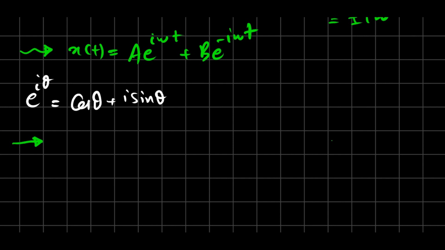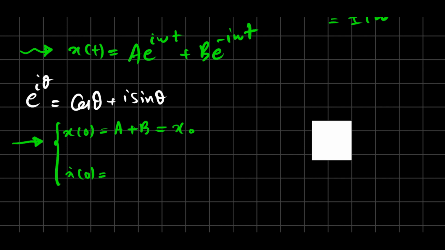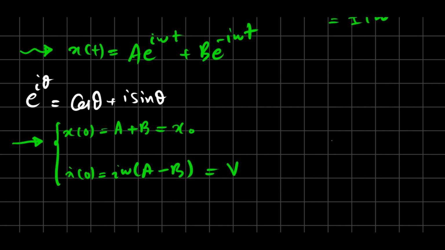So we can use this identity here, and before using it, I should tell you something. When you plug 0 in this equation, you get a plus b, which is x at 0, actually x at the beginning of the motion. So it is x naught. And if you take the time derivative and plug in 0, you get, not minus, you get i omega times a minus b, which is equal to v naught. So you can use these two equations to calculate a and b.